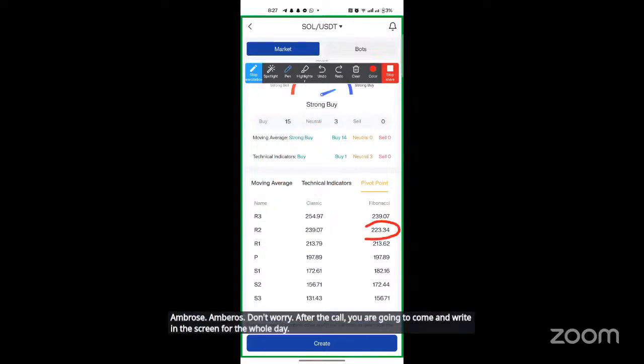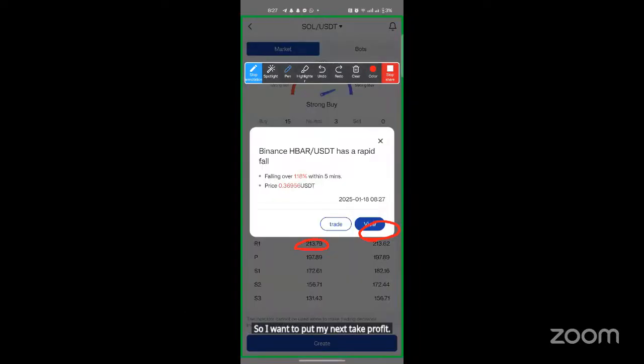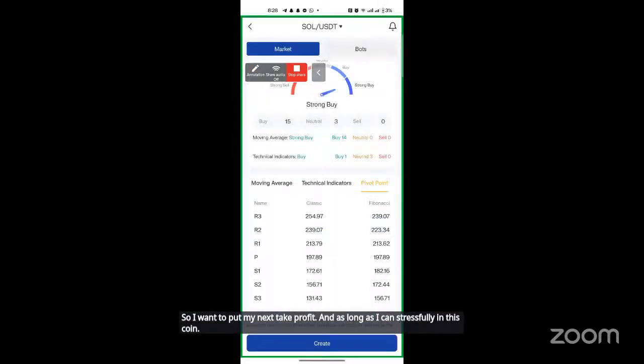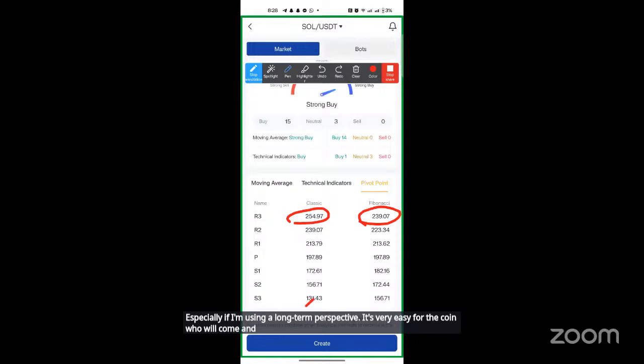So this coin is just above here. If I'm using the classic, it is just above this point, so I want to put my next take profit. As long as I can stay solid in this coin and be patient, it is very easy for the coin to hit this profit, especially if I'm using a long-term perspective. So how do I enter that as my take profit?